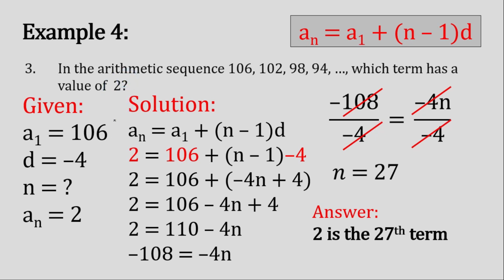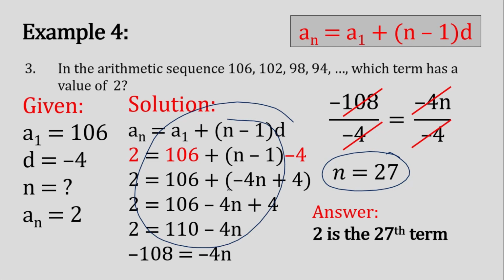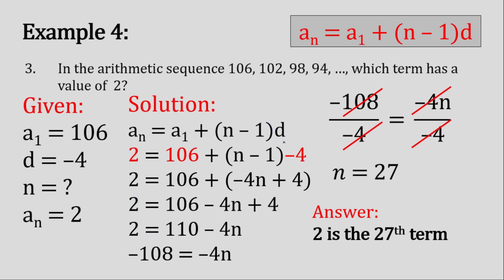Okay. A reminder that the value of n should always be positive. So if you get a negative value here, that means that you messed up your computation somewhere in this part. Please be mindful of that. N is always positive.